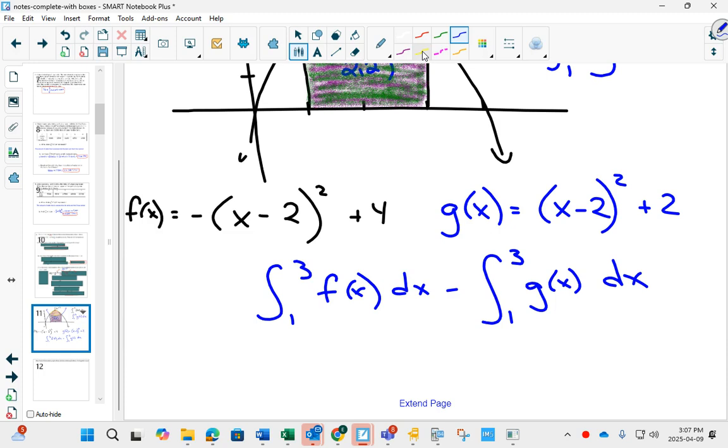And if we think about some of our properties for integrals, we are actually allowed, if these bounds are the same and we're subtracting, this is the same as the integral from 1 to 3 of f of x minus g of x dx.